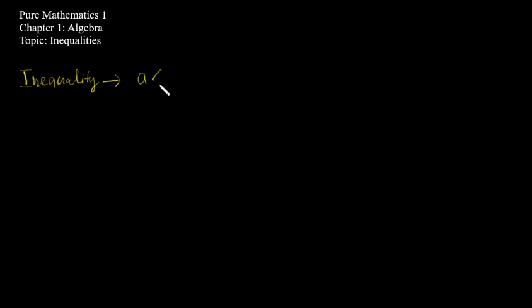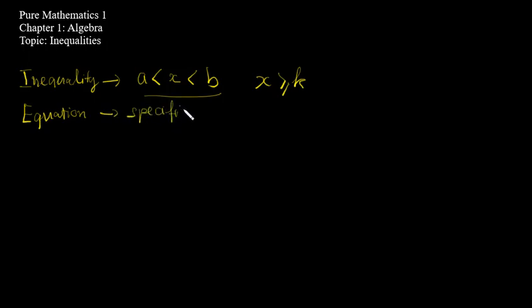A range like: I want to find the value of x, so x in this range, or maybe x greater than k, greater than or equal to k, or something. It's a range of possible values. And for an equation, they give a specific value, like x equal to 1.5, or maybe y equal to 9.6 or something like that. It gives a specific value, and here they give a range of possible values.